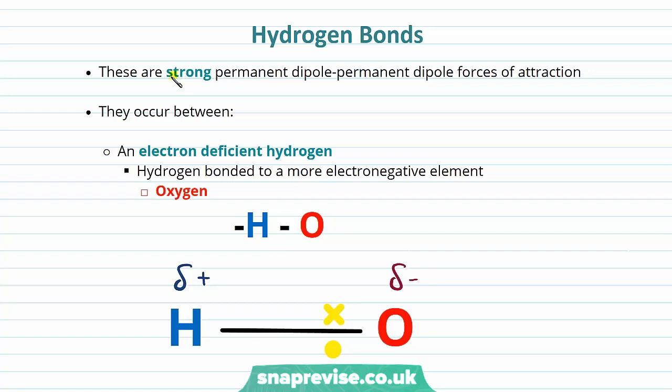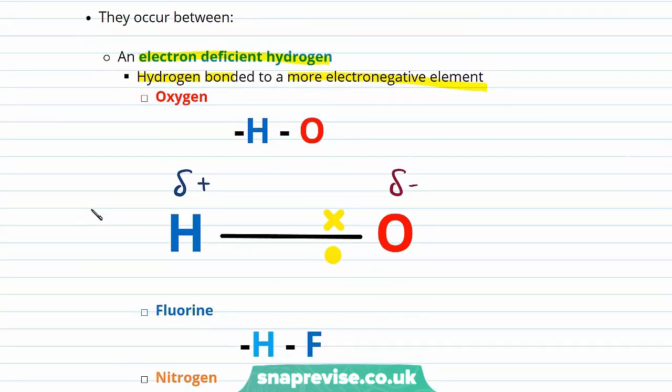They are strong permanent dipole forces of attraction that occur in a special situation. They occur between an electron-deficient hydrogen. Our electron-deficient hydrogen arises when a hydrogen is bonded to a more electronegative element. So you can see here we have our hydrogen bonded to oxygen. Oxygen is more electronegative than hydrogen. It will hold the pair of electrons in the covalent bond closer to the oxygen.